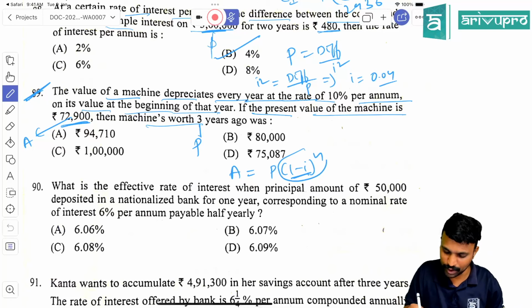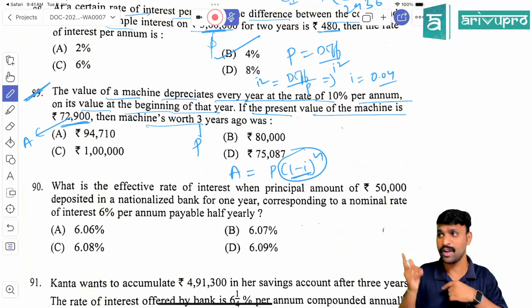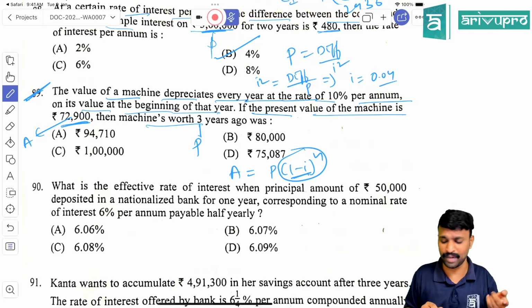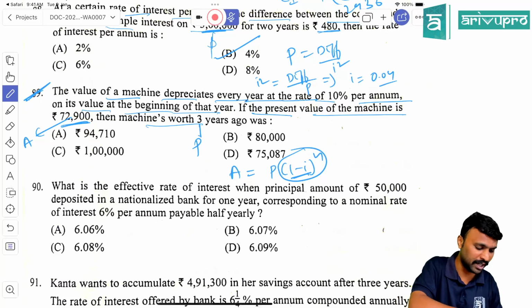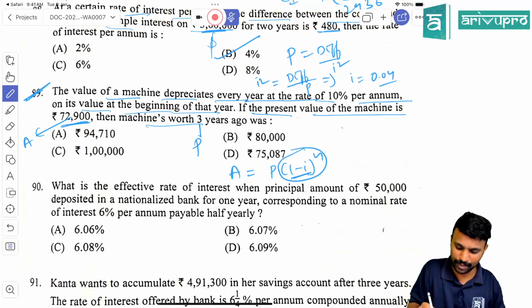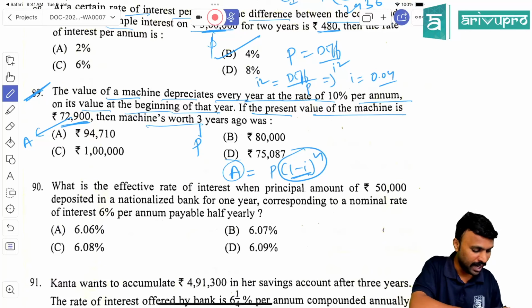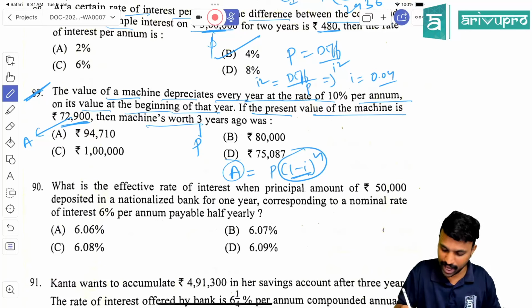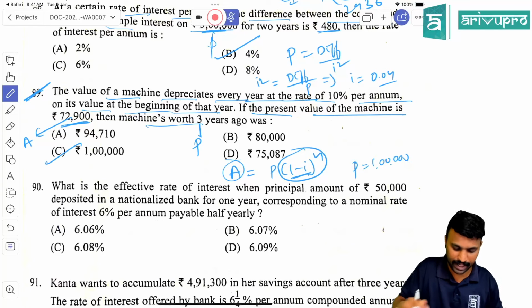Guys, this value has to go to the other side and get divided. We are not going to divide, we are going to take the multiplication by taking the reciprocal. Press divide, press equal, then multiply with A, 72,900, and the result is 1 lakh. So principal is 1 lakh. Option C is the right answer.